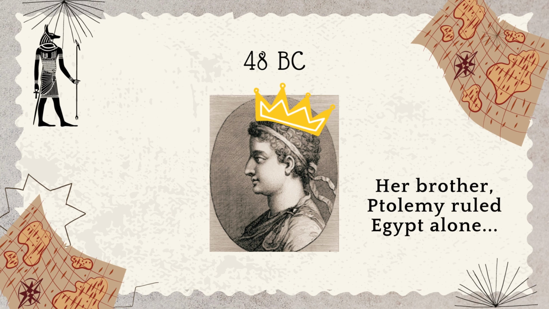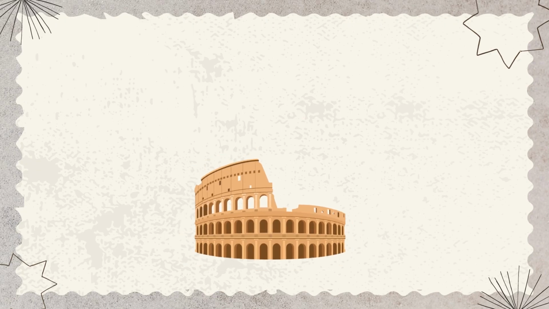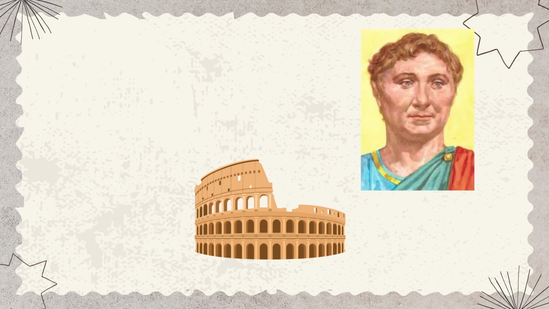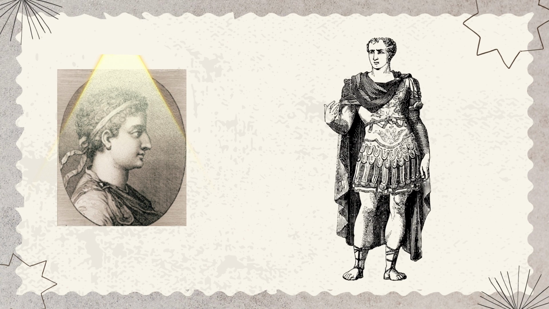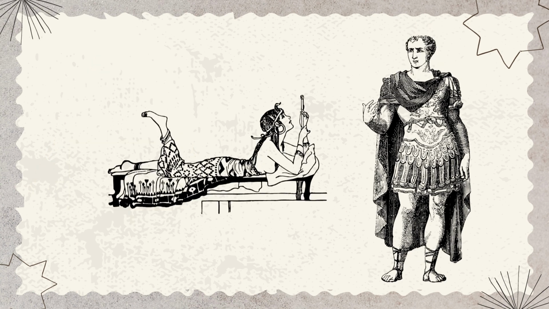So, it was 48 BC, her brother Ptolemy ruled Egypt alone. Not so far away, in the Roman Empire, there was a civil war between Julius Caesar and Pompey. Pompey fled to Egypt, where he died at the orders of Ptolemy. Ptolemy wanted to put himself in a good light to Caesar, but it didn't work. When Caesar arrived in Alexandria, the capital of Egypt at the time, he was angry at Ptolemy for killing Pompey. Taking advantage of the situation, Cleopatra sneaked into Caesar's room and, let's say, became very good friends with him.